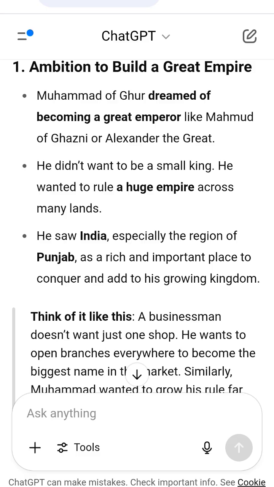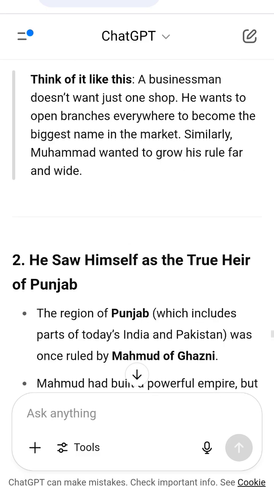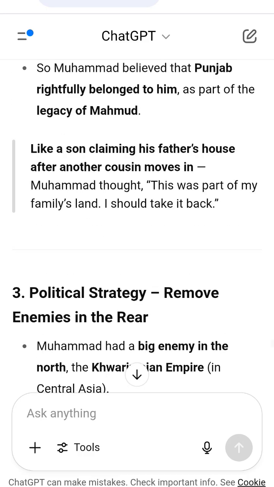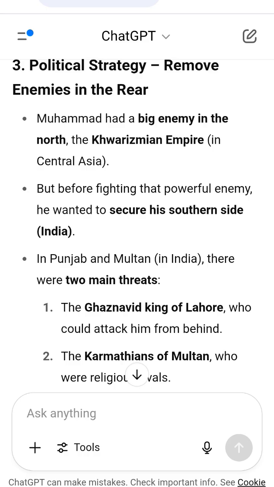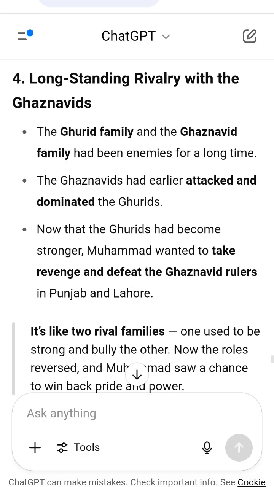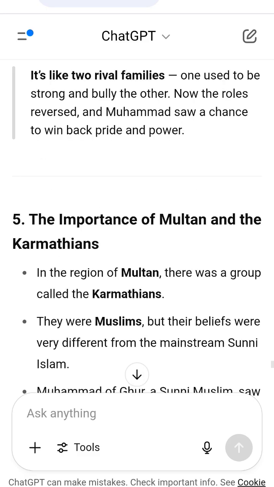7. Religious motivation. Spread of Islam. Muhammad of Ghur was a devout Muslim. He believed it was a good and holy task to spread Islam to non-Muslim lands like India. He saw Hindus in India as idol worshippers and wanted to bring them the teachings of Prophet Muhammad. However, and this is very important, this was not his main reason. The text clearly says his main goal was political, to win land, power, and security. The spread of Islam came after conquest, not before it.